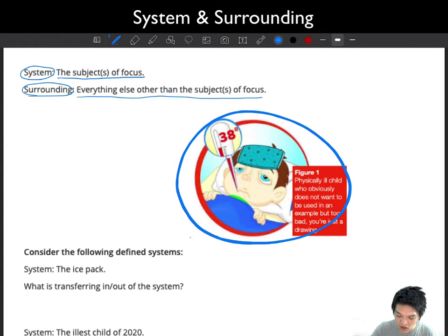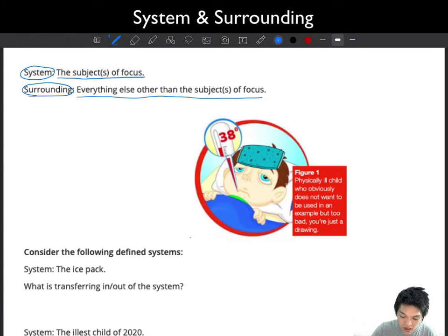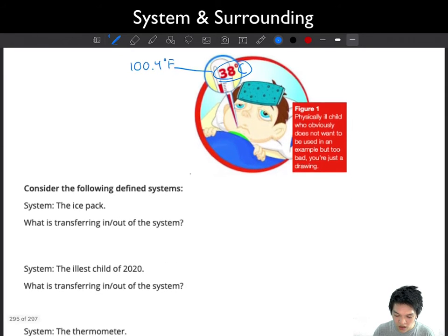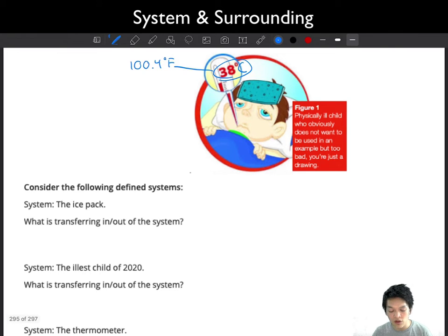Now, fever means that you have a high body temperature, okay? And this right here is in Celsius, 38 degrees Celsius. And in terms of Fahrenheit, this is actually 100.4 degrees Fahrenheit, which is really hot, right? Hot enough to boil water if it reached that temperature. So let's consider what would interact with the system based on how we define it.